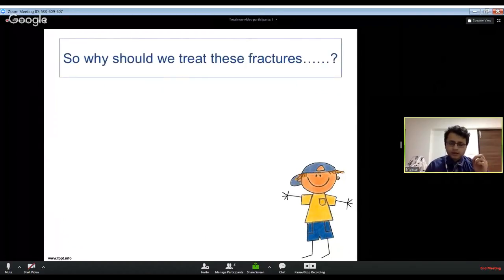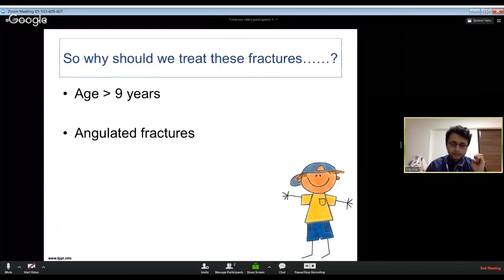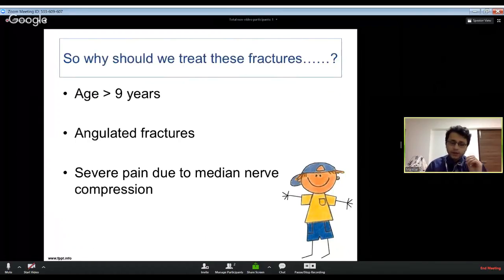Thus, the question to be asked is why and when should we actually treat and reduce these fractures? Age more than 9 years is a definite indication because the amount of remodeling which is possible is much less, especially in females. If the angulation is unable to correct, then you should treat them because angulation is one thing which should not be accepted after a particular degree. If there is severe pain due to median nerve compression, which is possible because of the grossly displaced fragments, then you should treat it.